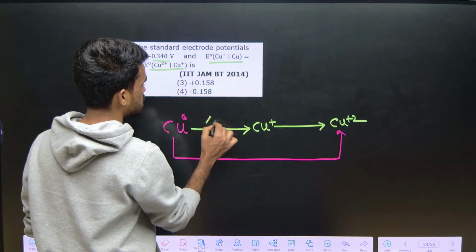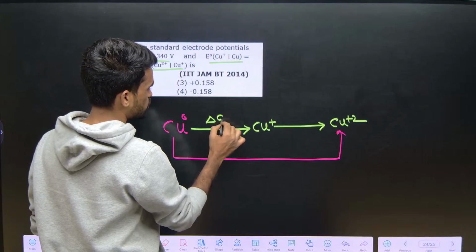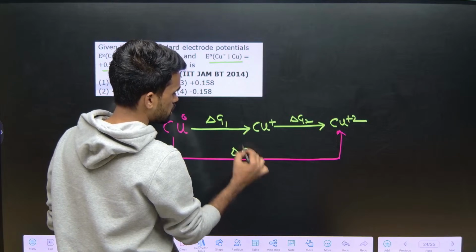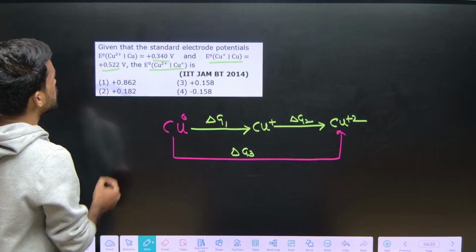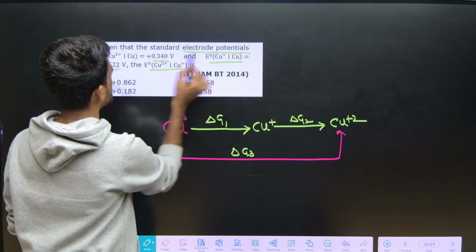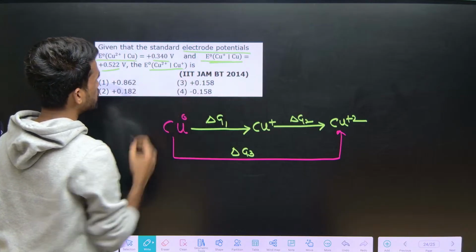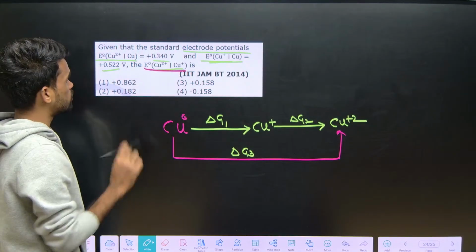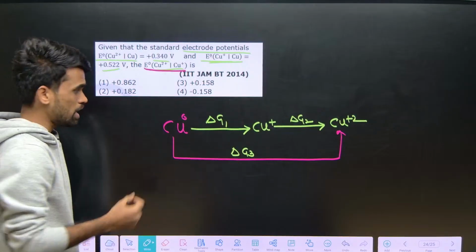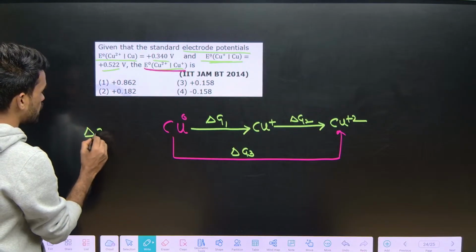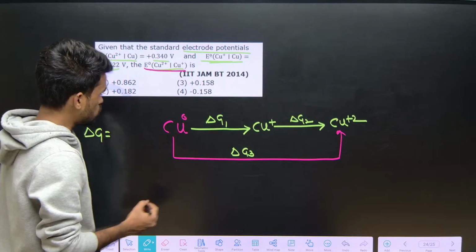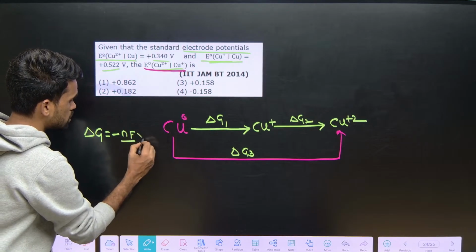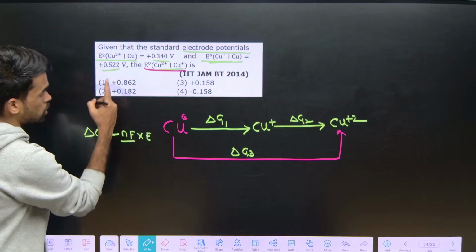For these, whatever the Gibbs free energy change, we call it delta G1, this is delta G2 and this is delta G3. Like this you need to take. Now they have given the standard electrode potentials and are asking for the standard reduction potential of one of these processes. I will tell you. Gibbs free energy is nothing but maximum work done by the system, which is minus nF times E0 cell. We are talking about standard conditions, so delta G0 is the standard Gibbs free energy change.